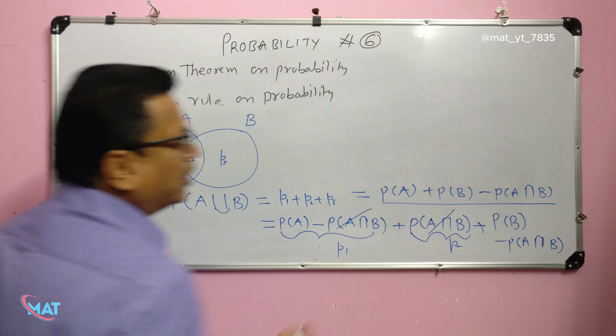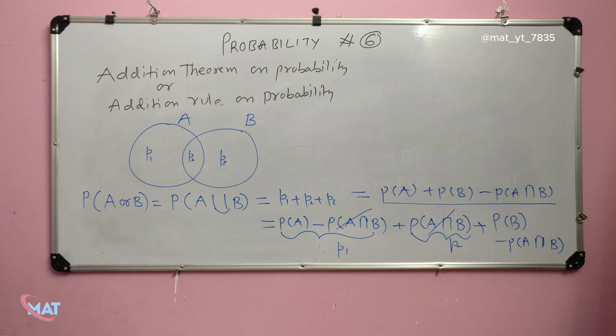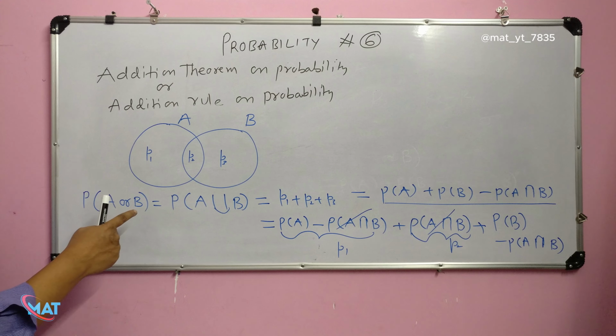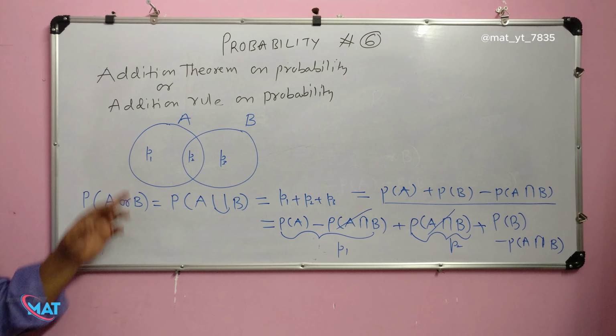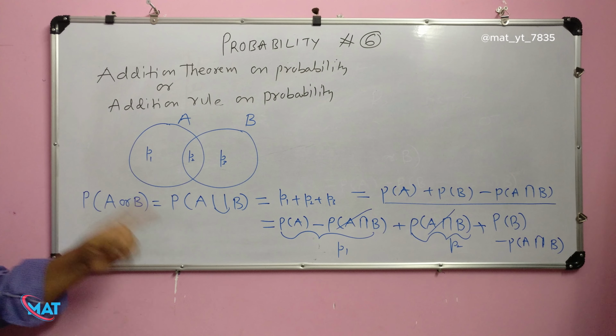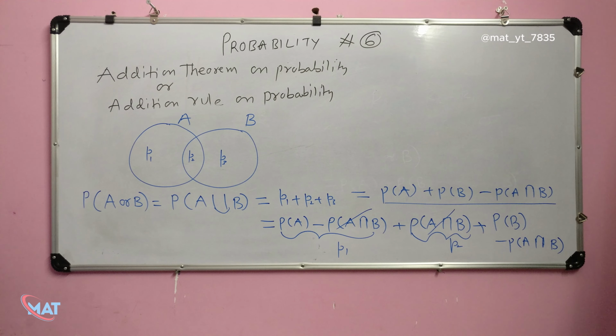This is the addition theorem on probability to compute whenever events overlap. This theorem plays a vital role in many word problems to compute the probability of getting A or B.